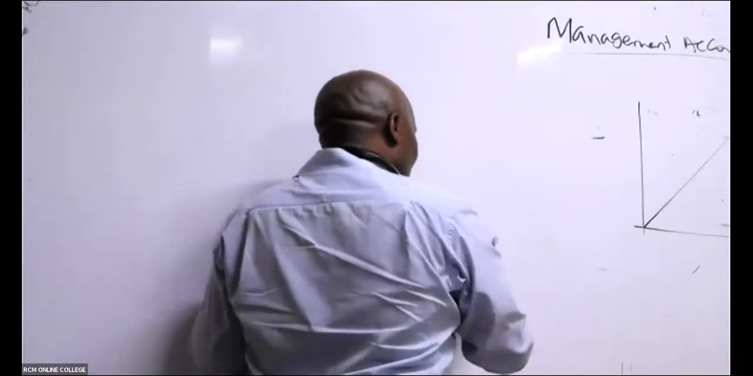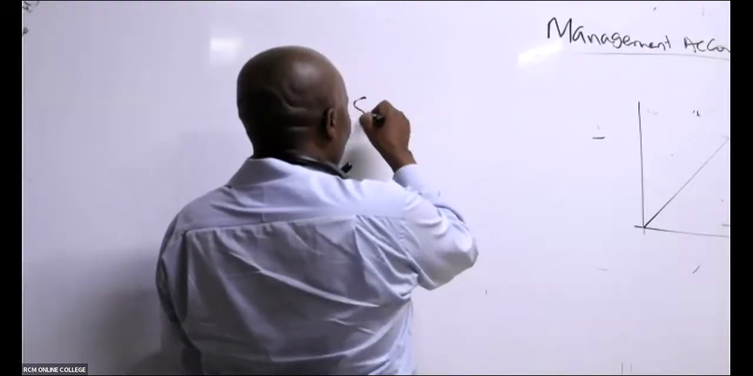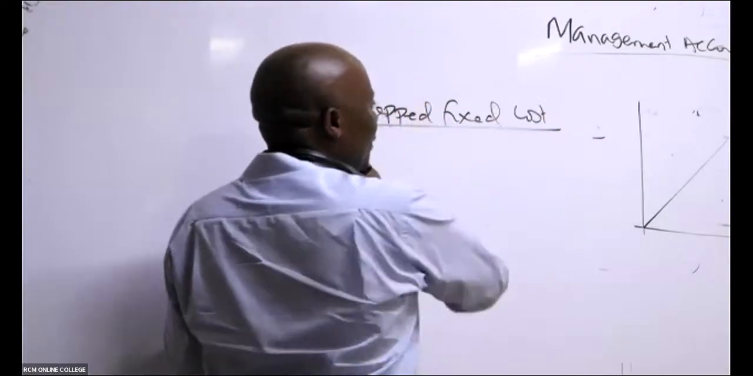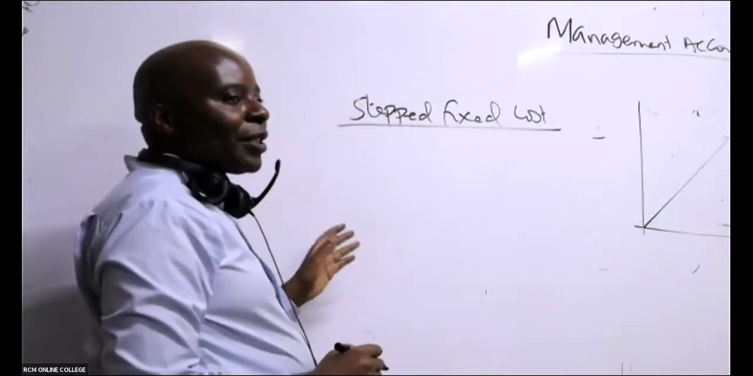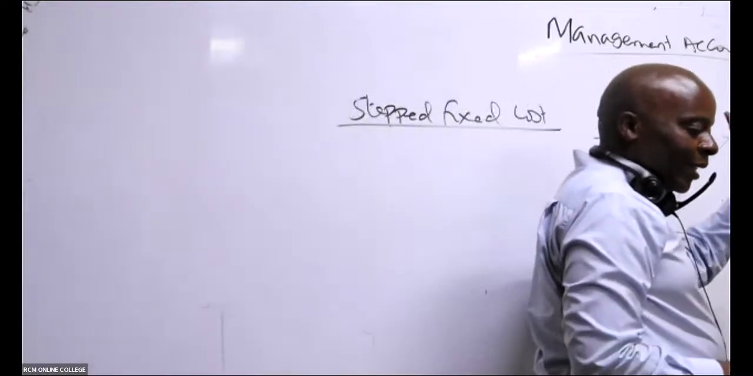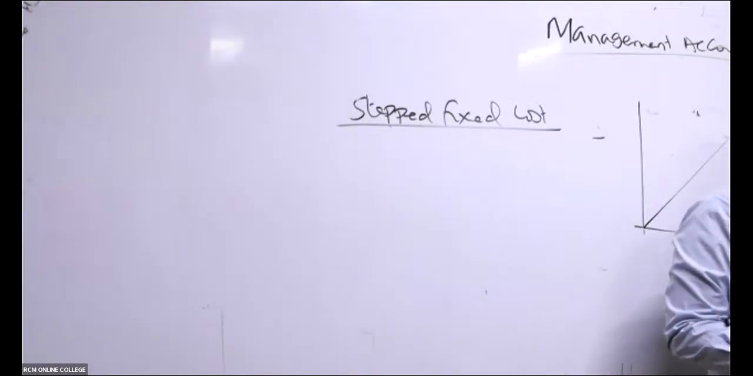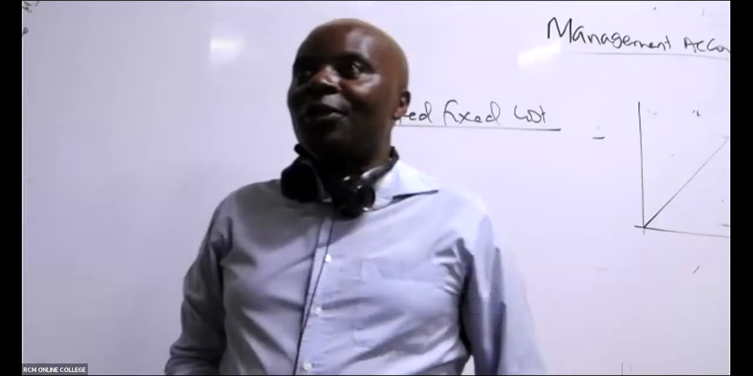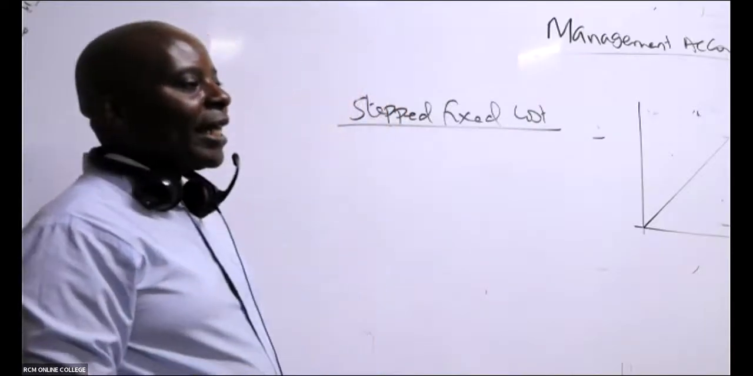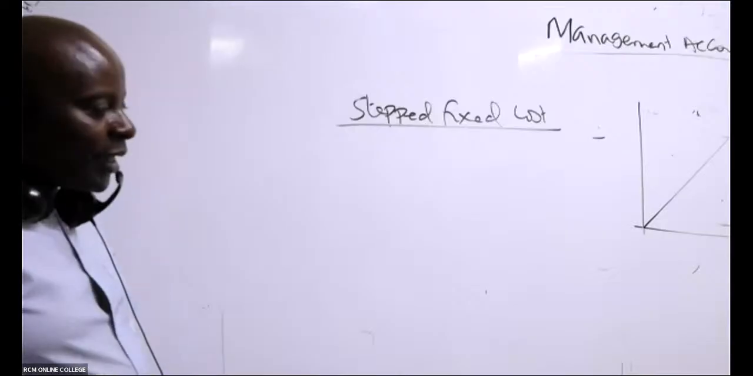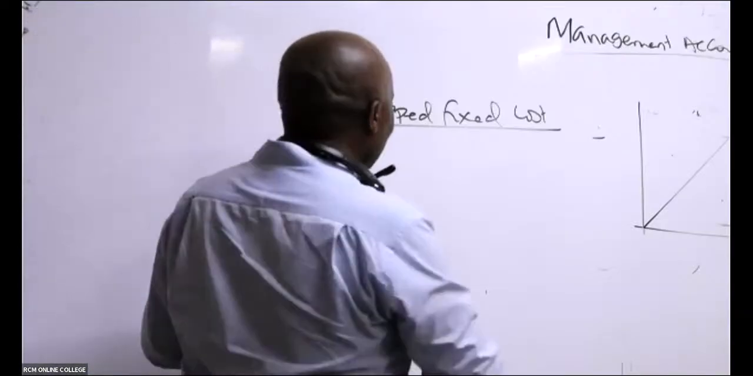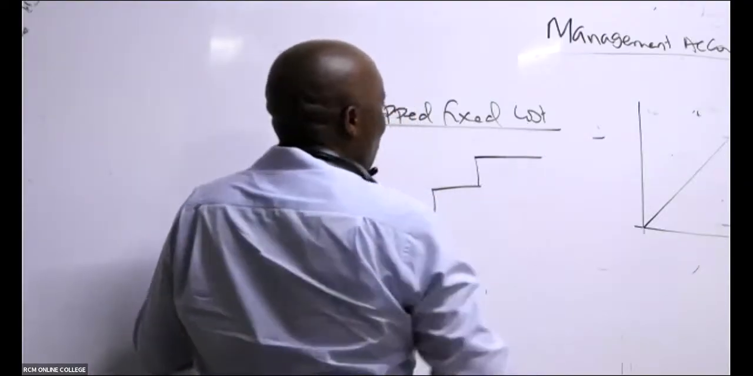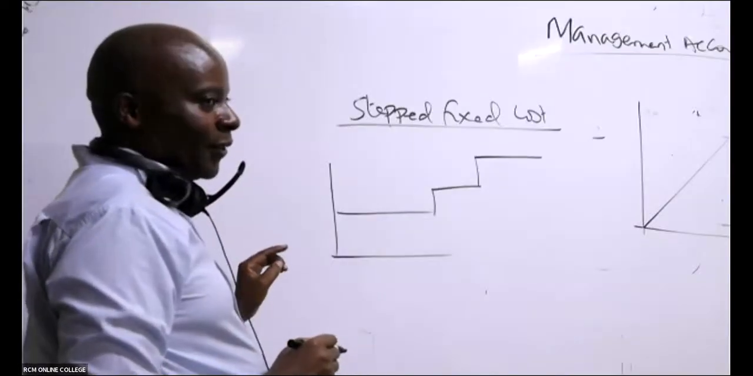And then, ladies and gentlemen, lastly, which wasn't captured here, this you have to write somewhere. The stepped fixed cost, isn't it? The stepped fixed cost is like a staircase. On a staircase we have steps. You come and step like this, you step like that. So it becomes a stepped fixed cost.